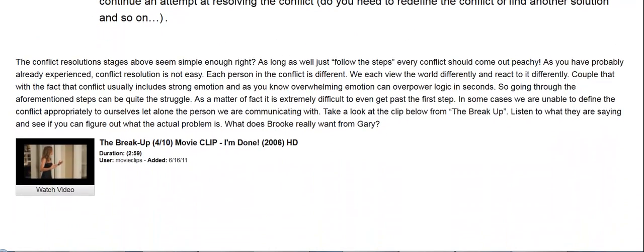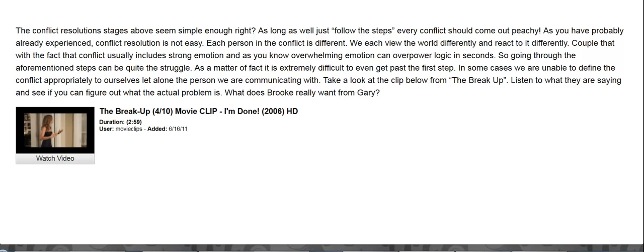So, conflict resolution stages above, they seem simple enough as long as we follow the steps. Every conflict should come out just peachy, right? Now, as you've probably already experienced, conflict resolution is really not easy. Each person in the conflict is different, and we each view the world differently and react to it differently. Couple that with the fact that conflict usually includes strong emotion, and overwhelming emotion can overpower logic in seconds. So going through the aforementioned steps can be kind of a struggle at times.